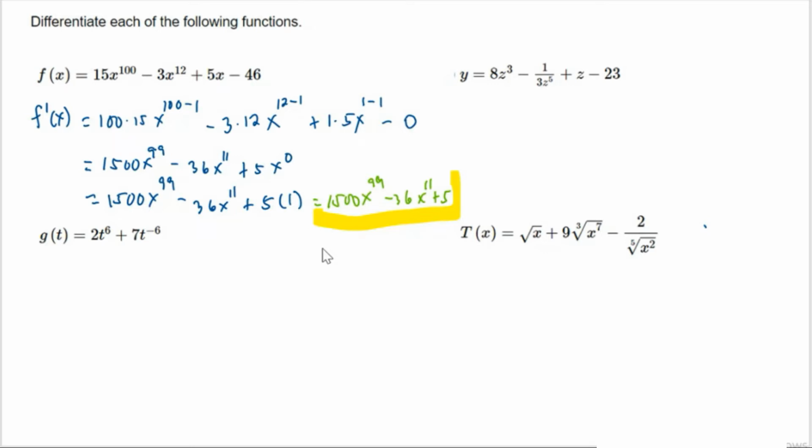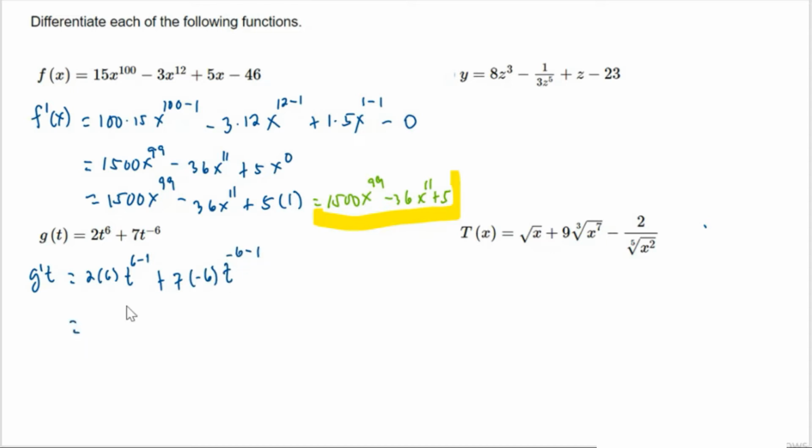Now for number 2, we have the function g of t is equal to 2t raised to 6 plus 7t raised to negative 6. So applying the first two formulas or properties, we have the addition of two functions. At the same time, we're going to use the power rule. So we can write now g prime of t is equal to 2 times 6 of t raised to 6 minus 1 plus 7 times negative 6 of t raised to negative 6 minus 1.